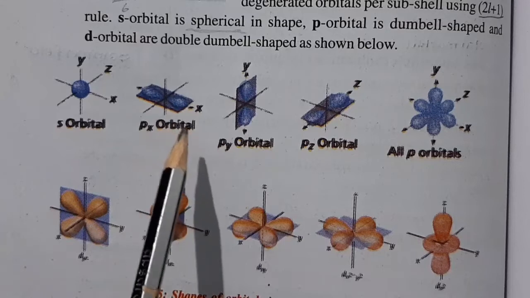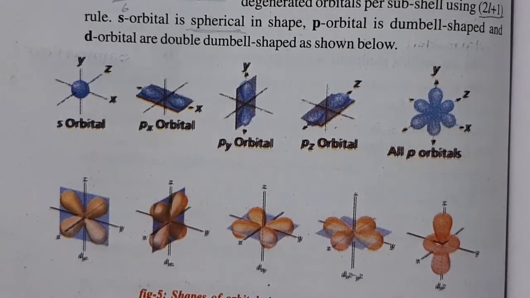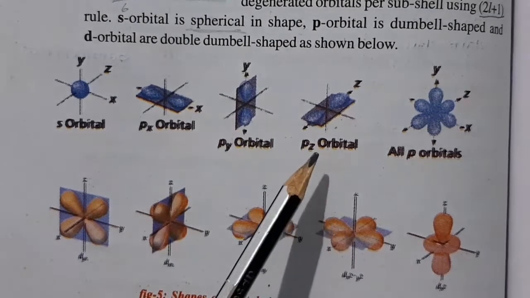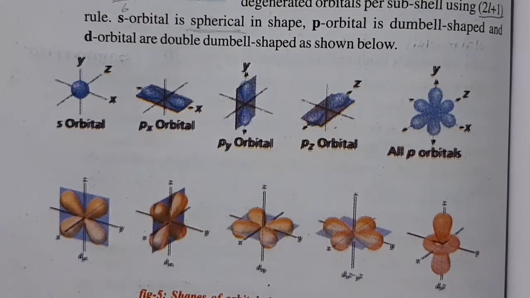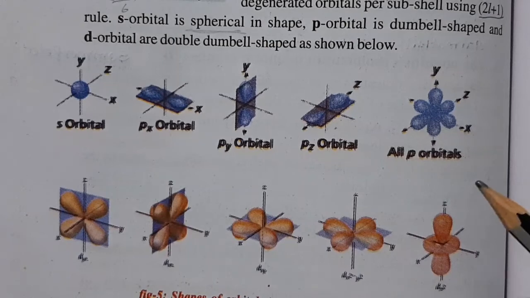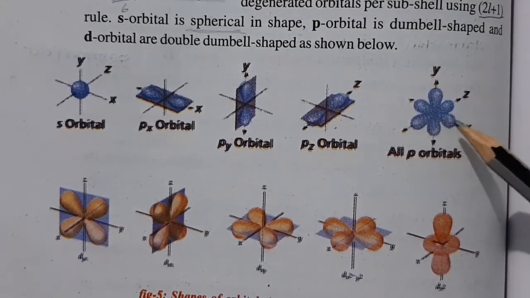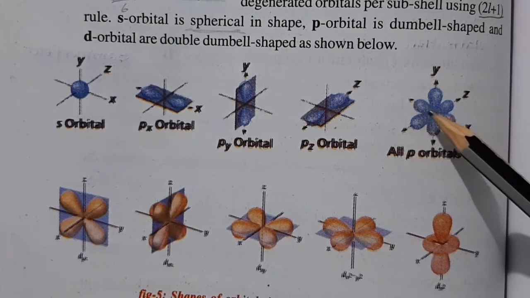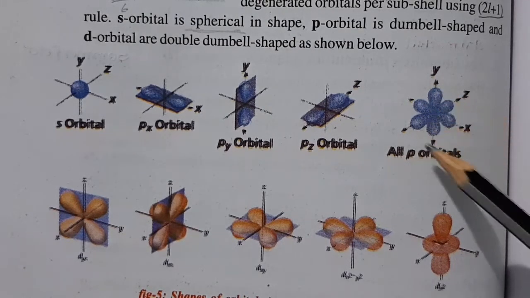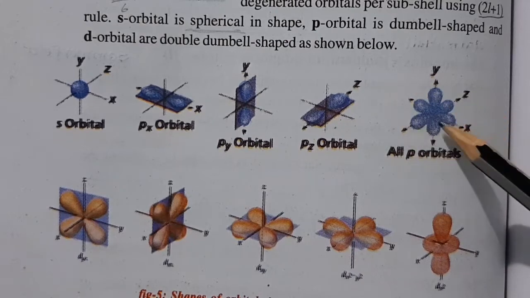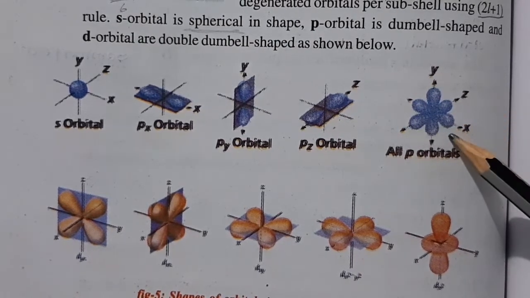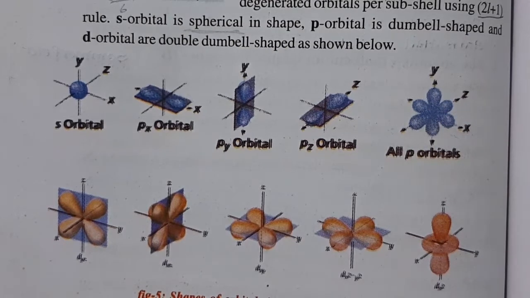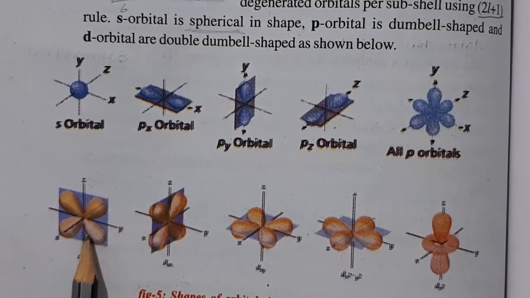Px, that means it is on the x axis. Py, it is lying on the y axis. And Pz, it is lying on the z axis. So all the p orbitals together are given here. So x, y and z, all the p orbitals, if you combine, it looks like this. This is p orbitals. Okay. And next one, d orbitals, double dumbbell shape.